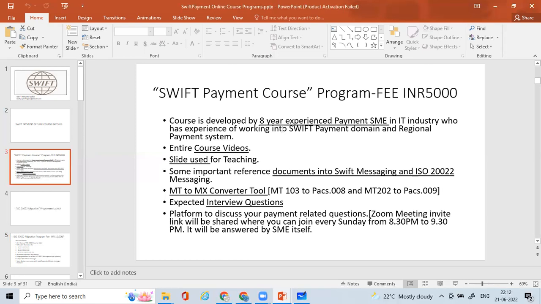If you are altogether new to the Swift payment course, or you have little idea about Swift MT payments and payment-related topics, your basics will for sure be enhanced, and you would be good enough to get started or to switch into an organization by just going through the Swift payment course videos, which I provide for just international rupees 5,000.